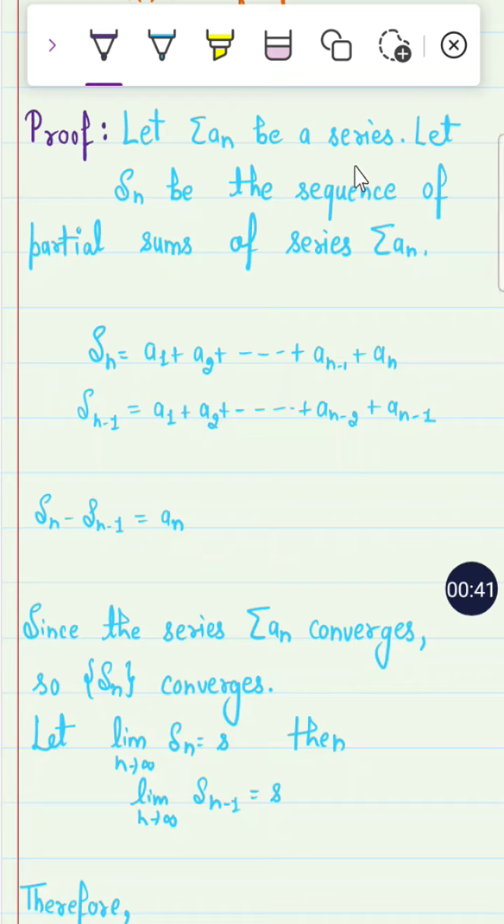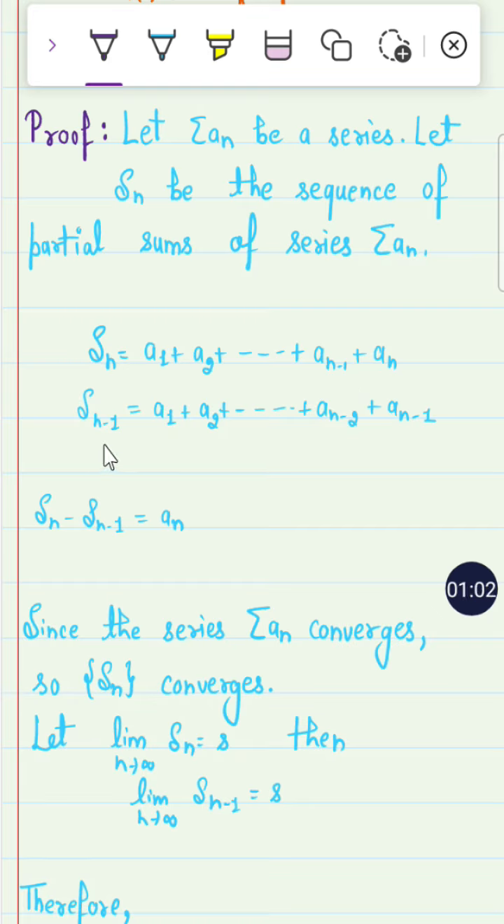Let sigma an be a series. Firstly we let the series, and secondly we let the partial sum of the series, right? The sequence of partial sums is Sn. What is Sn? It is a1 plus a2 plus ... plus an minus 1 plus an, right? These are the partial sums of the series.